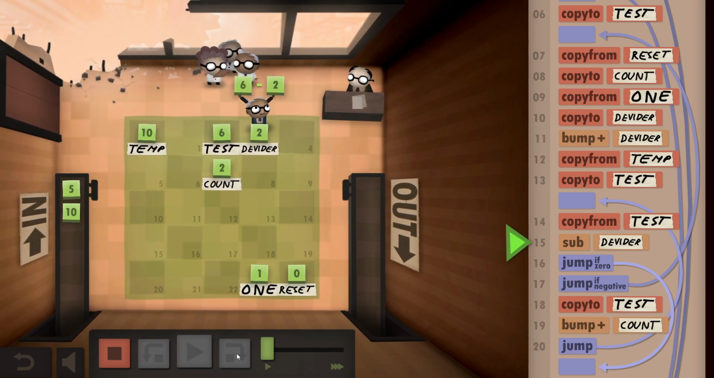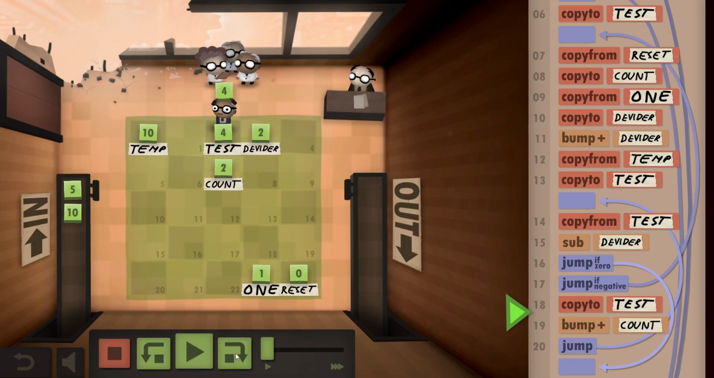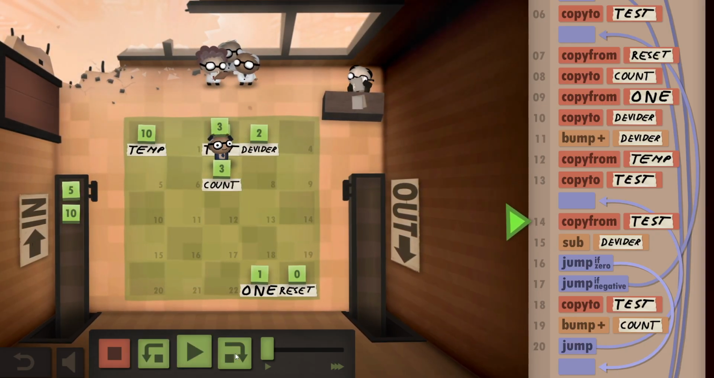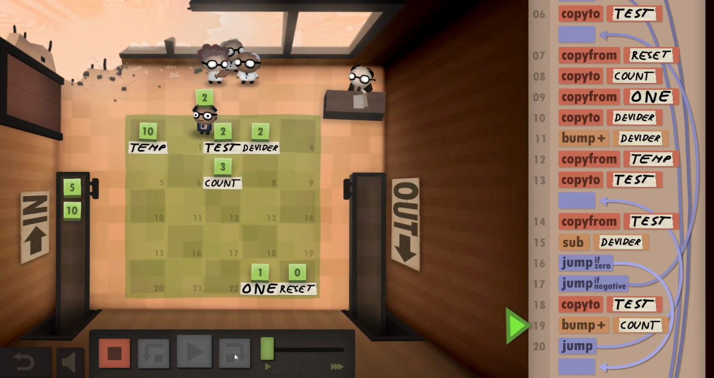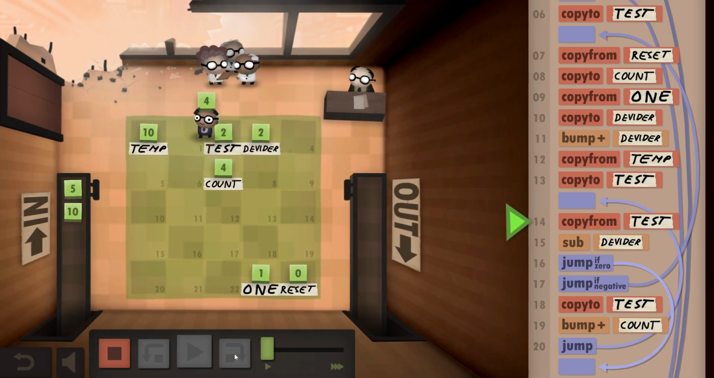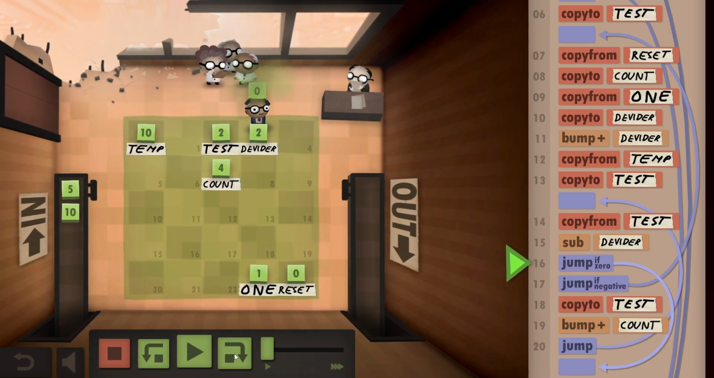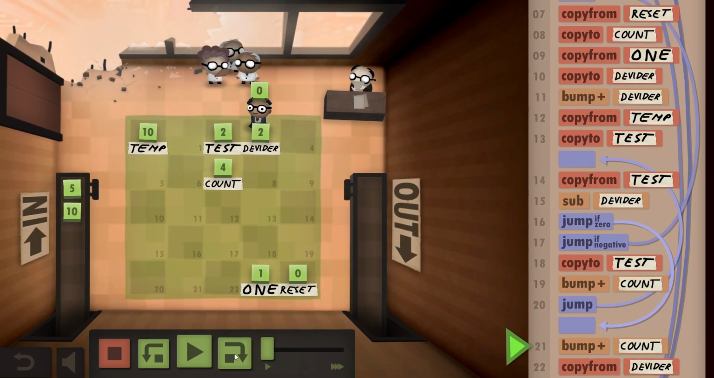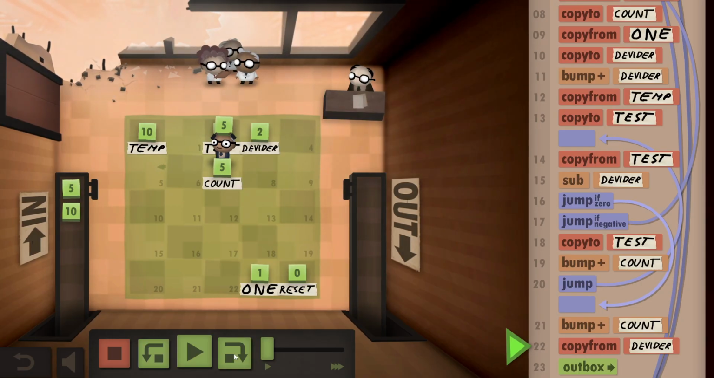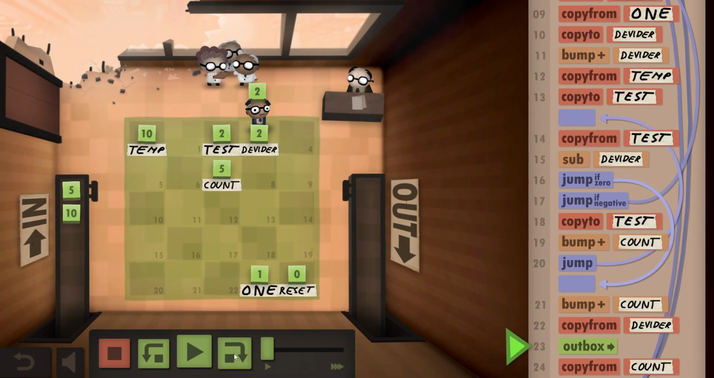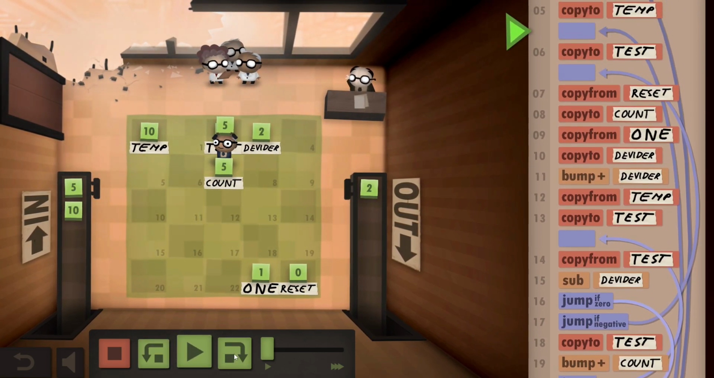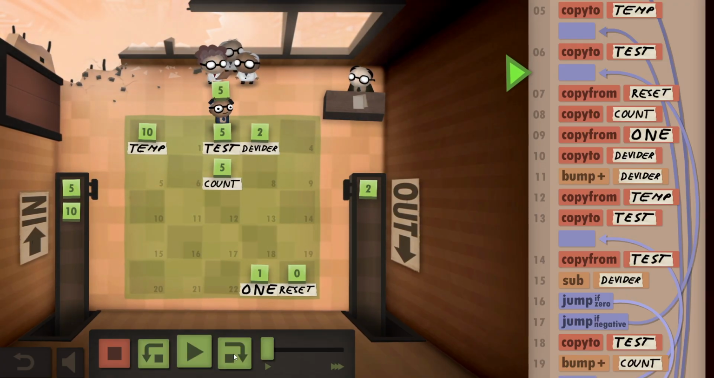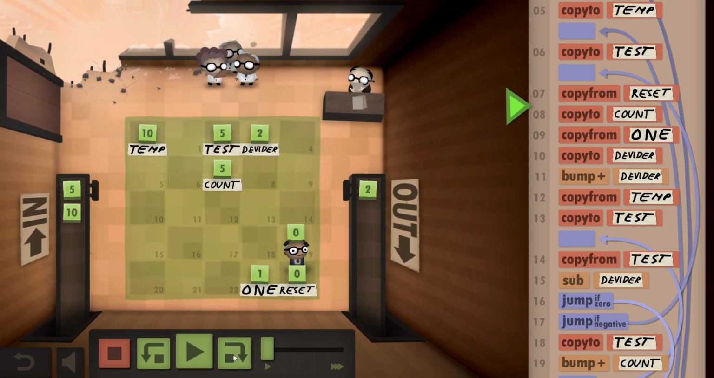Oh, stupid game. Okay, that's our 0. Five. So we're doing 2. We are outboxing it. Now we are moving 5 to test. We are resetting 2 because it could be 3. We are resetting count, sorry.